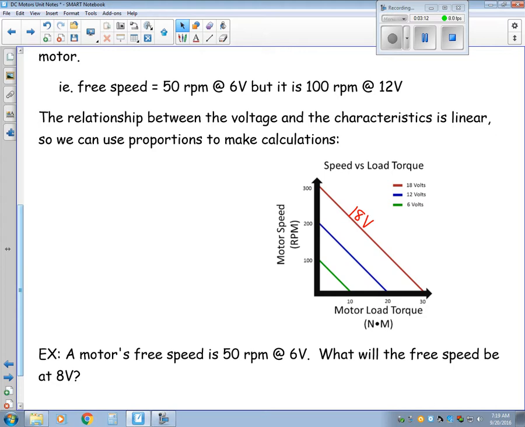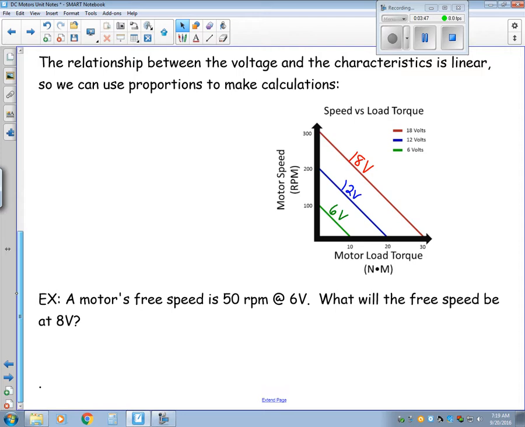If I decrease the voltage to 12 volts, now the free speed is only 200 RPMs and the stall torque is 20 Newton meters. We haven't changed the motor. The motor's still the same. What we've changed is the voltage we apply to the motor. At 6 volts, the free speed is 100 RPMs and the stall torque is 10 Newton meters. So by changing the voltage, we change those four characteristics.